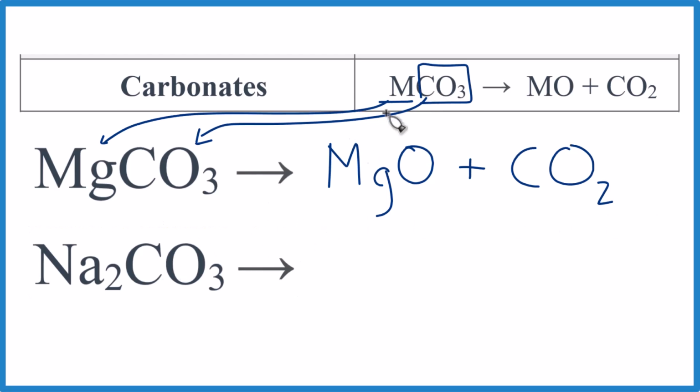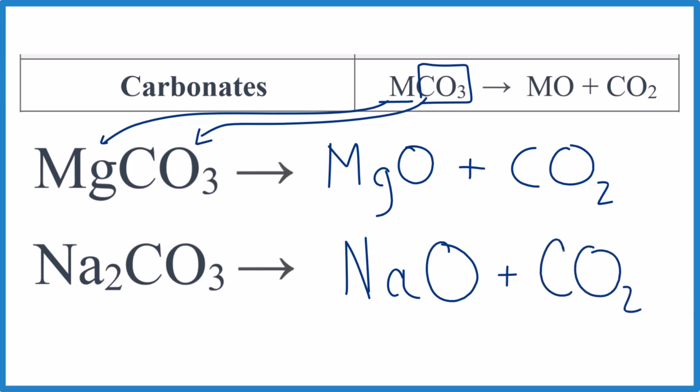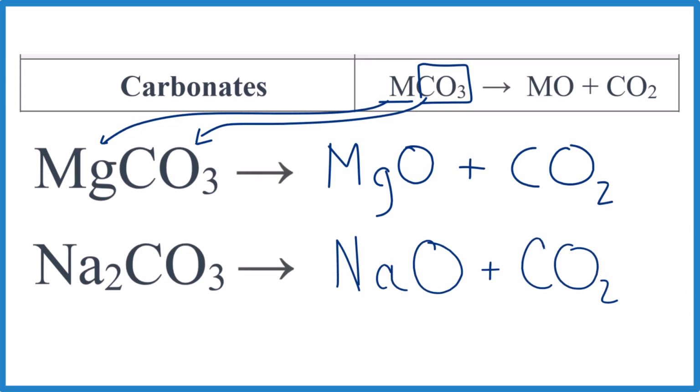So we'll have our metal, that's the sodium, and then we'll have the oxygen with that, so NaO plus the carbon dioxide. And this seems like a pretty reasonable answer, except it's not quite right. We need to look at the charge here. We have a metal and a nonmetal. We need to make sure the charge is balanced. For Mg, that forms 2+ ions, and oxygen is always 2-.